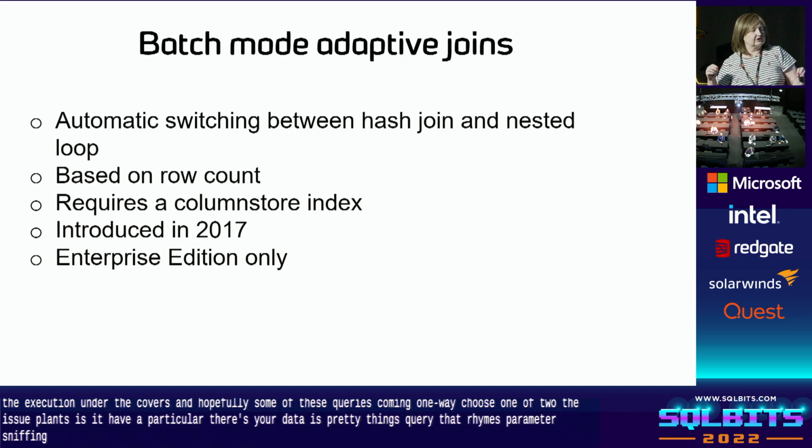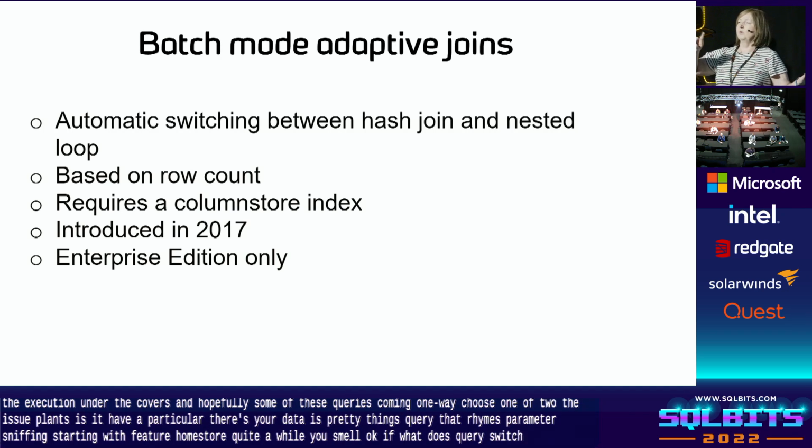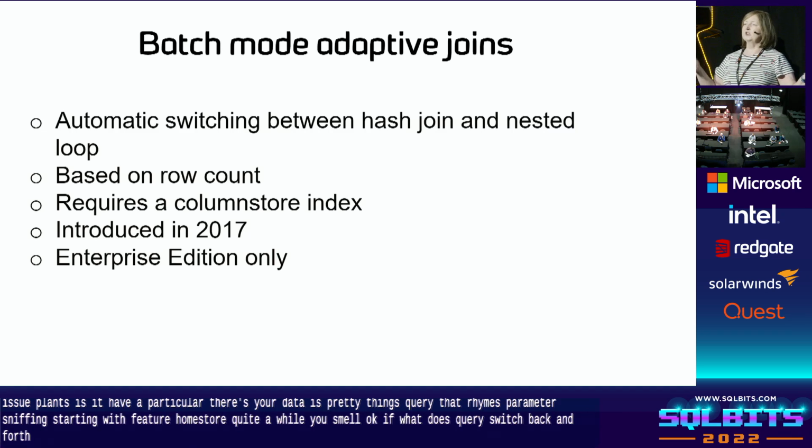So starting with 2017, they introduced this feature called batch mode adaptive join. And it required a column store index. Column store is a feature that's been around for quite a while, used mostly in data warehousing. But what they did is said, okay, if there's a column store index involved with this query, we're going to save both plans and switch back and forth based on the parameter. So that solves that problem. You don't have to recompile, it'll just automatically switch. So that was in 2017 and Enterprise Edition only.